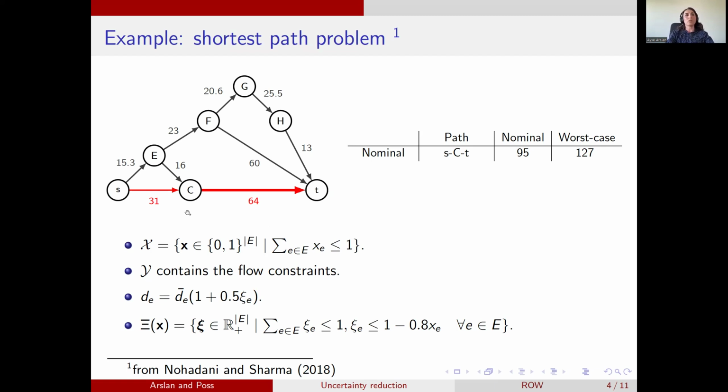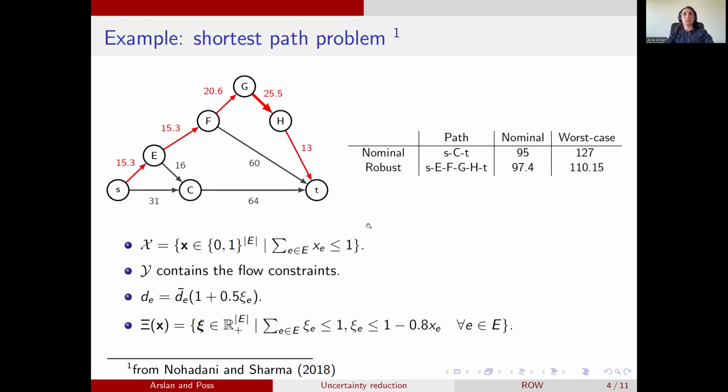So now if we look on this problem to the nominal optimal solution, meaning that the optimal solution not taking any uncertainty into account, it would be the path SCCT, which has nominal cost 95, and its worst case cost will be 127, with the cost of this arc going up by 50%.